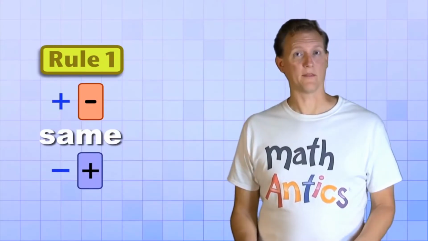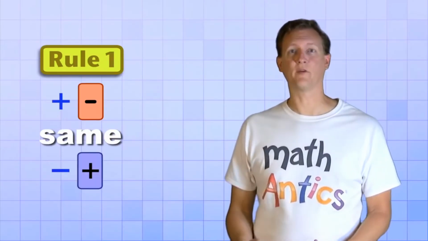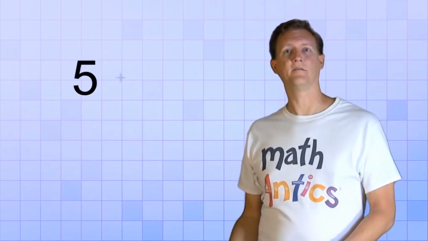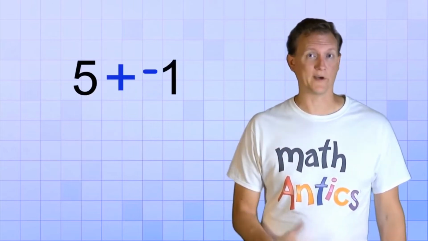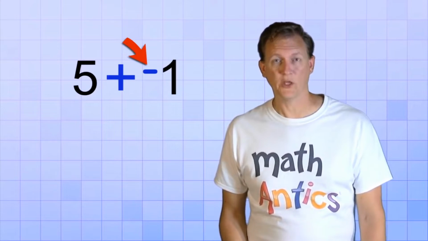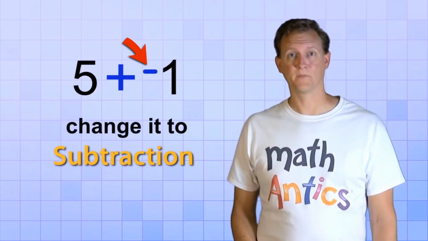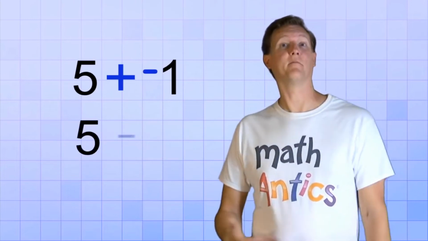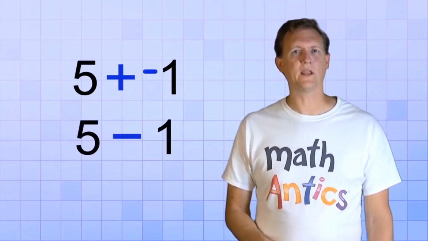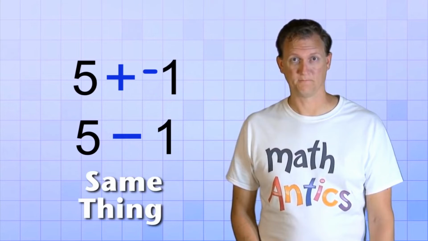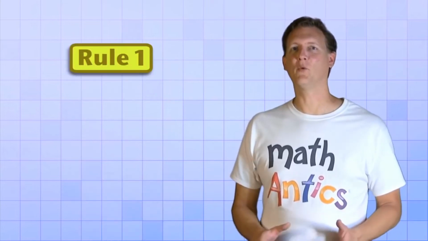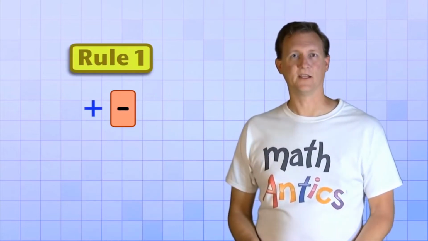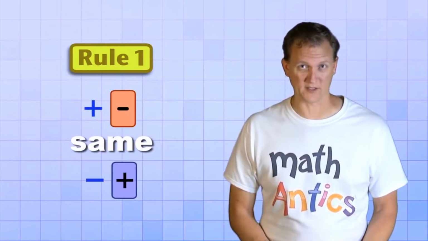When it comes to math, this rule means that if you have a problem like 5 plus -1, where you're adding a negative number, you can just change it to subtraction. Instead of 5 plus -1, you can just write 5 minus 1. There are different ways of writing the same thing. Okay, so rule number 1 is adding a negative is the same as subtracting a positive.